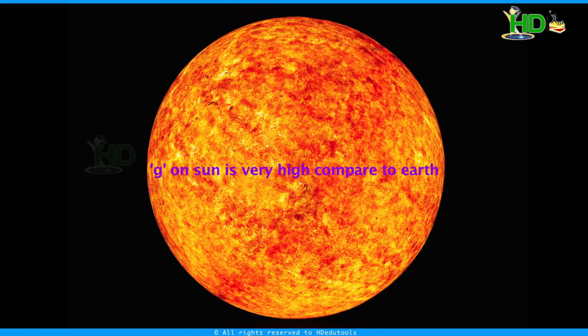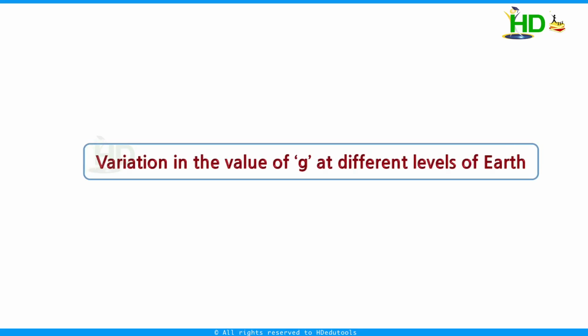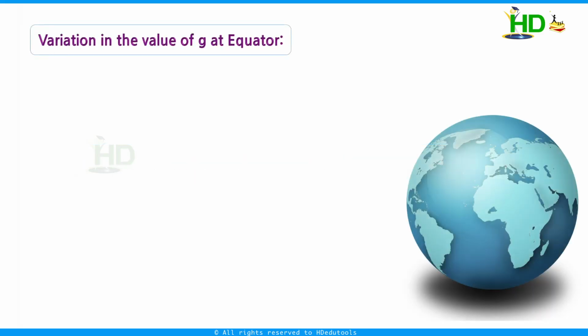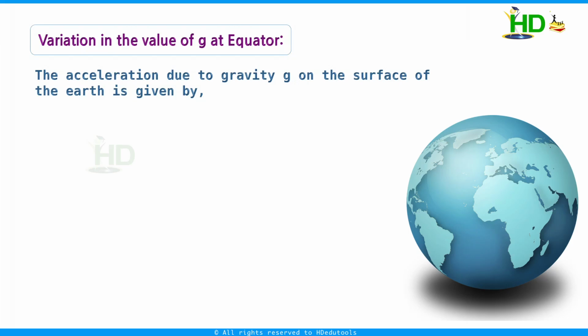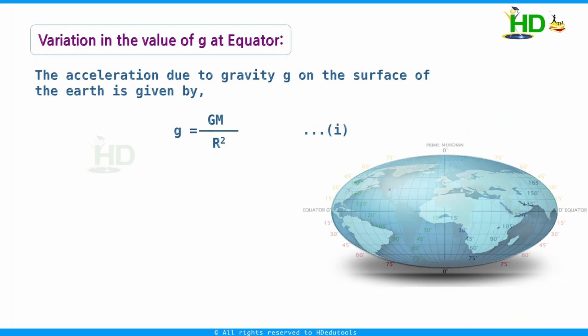Within a planet also, the value of g varies with the shape of the planet. We know that the acceleration due to gravity g is given by GM by R square, and the expression for g is calculated by considering the Earth as a spherical body. But Earth is not a perfect sphere. It is in an elliptical shape as we are seeing in the figure.